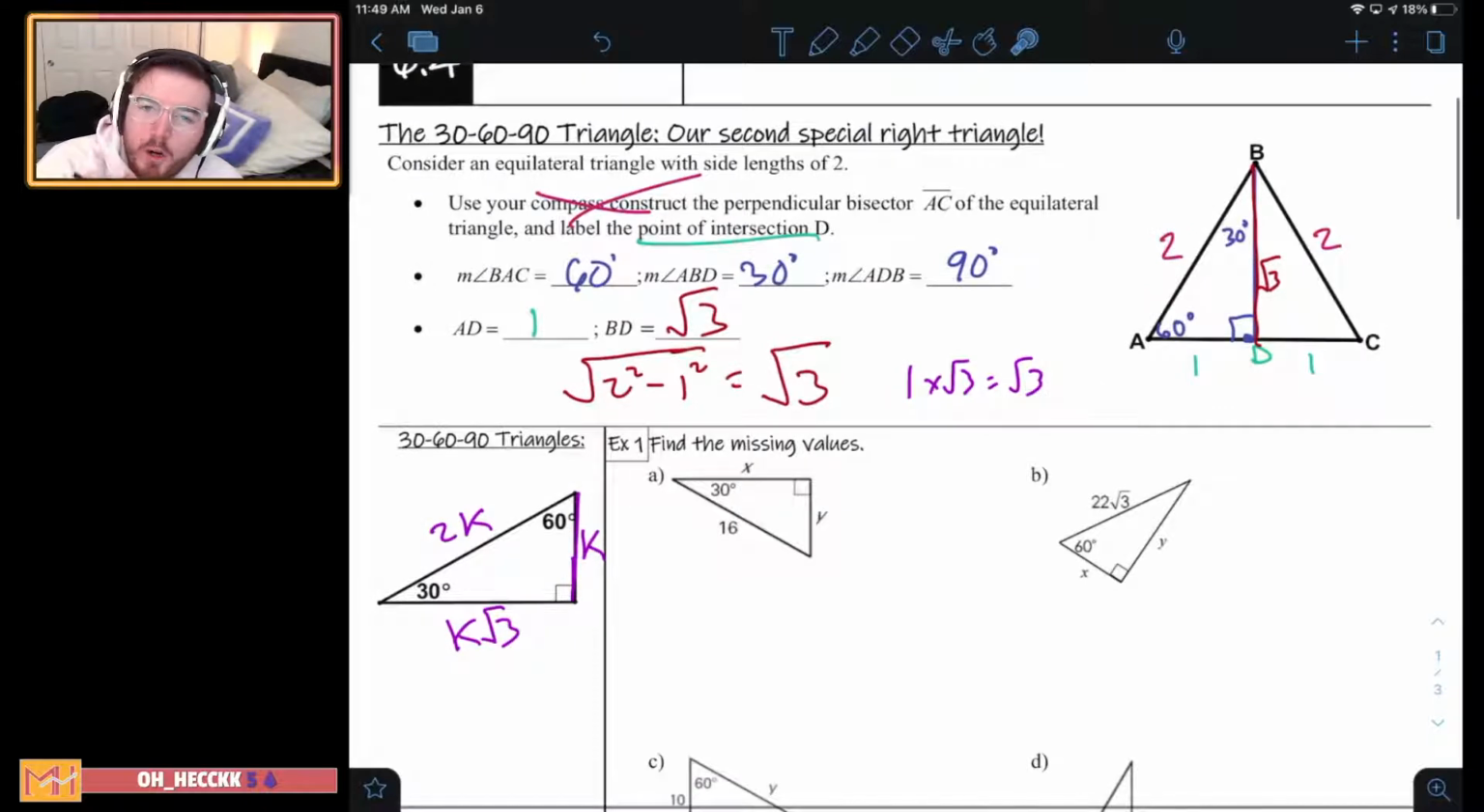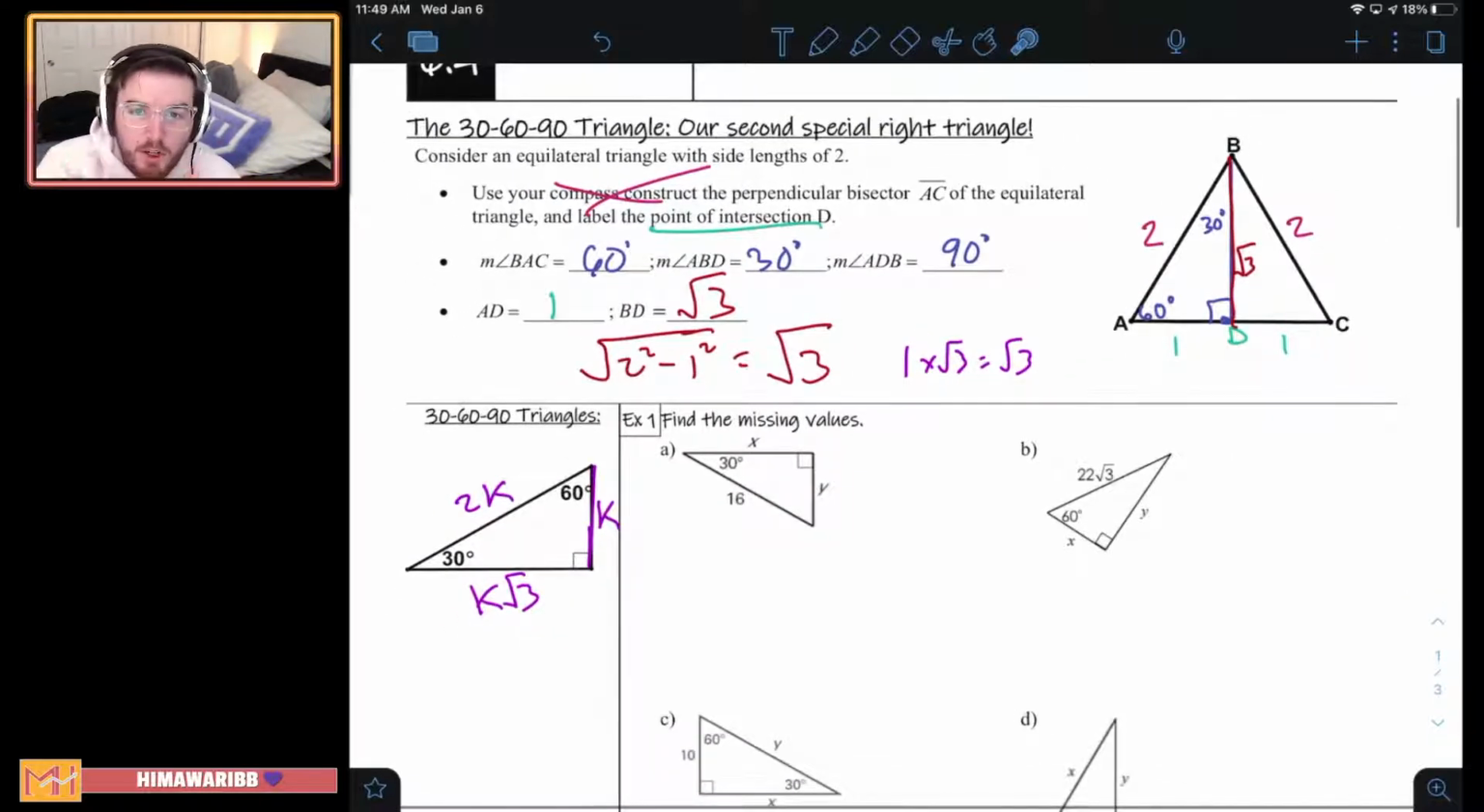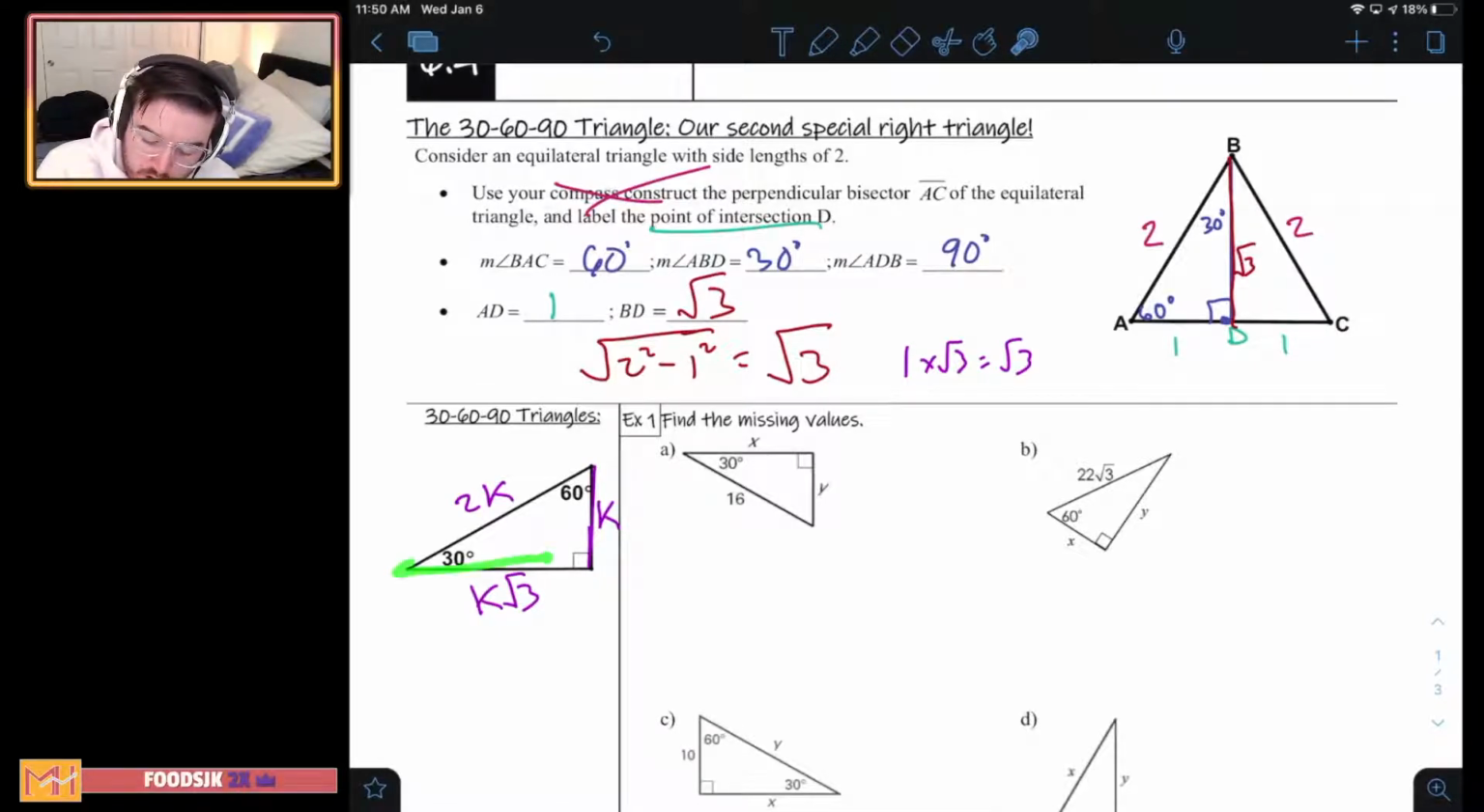A little more going on in this one, I will admit, which is why it's coming second. The legs are no longer the same like they were in the 45, 45, 90, okay? So each side is different. So the short leg gets multiplied by root 3 to get the long leg, and the short leg gets multiplied by 2 to get the hypotenuse. Or you can look at this the other way around. We can take the hypotenuse and divide by 2 in order to get the short leg. We can take the long leg and divide by root 3 in order to get the short leg.